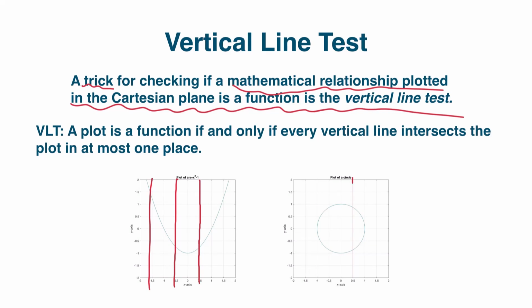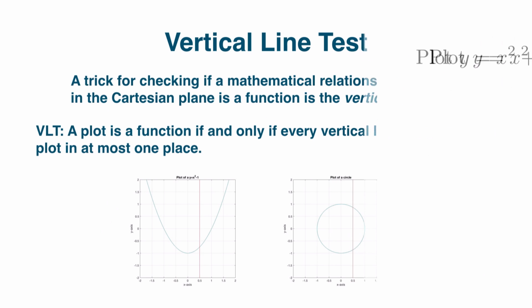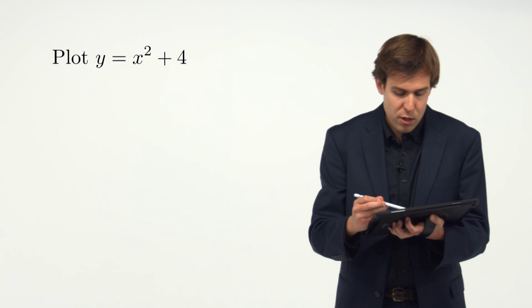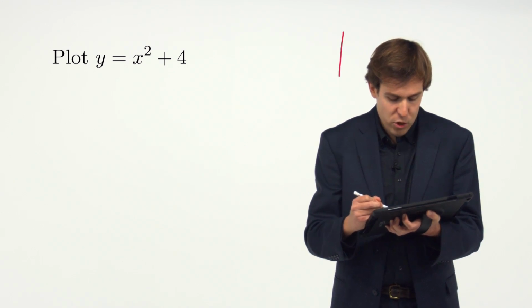If there's any place in which it hits the plot 2 times or more, not a function. So here we see the circle clearly fails the vertical line test, whereas this plot of y equals x squared plus 1 passes. Okay, so let's take a look at a function and a graph and try to decide using the vertical line test if it's a function or not.